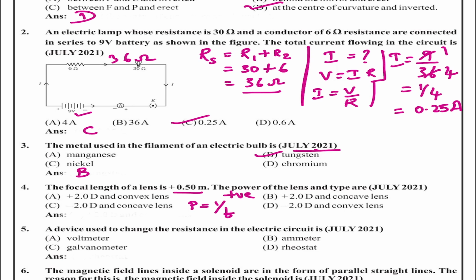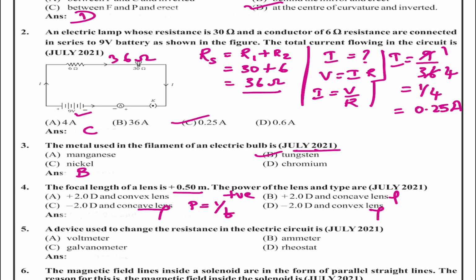Let us cross check. Coming to option B, it is a concave lens. Hence it is not the answer. Coming to option C, it is a concave lens. Hence it is also not the answer. We have to check whether it is A or D. And here, since the sign is negative, this answer is also not possible.